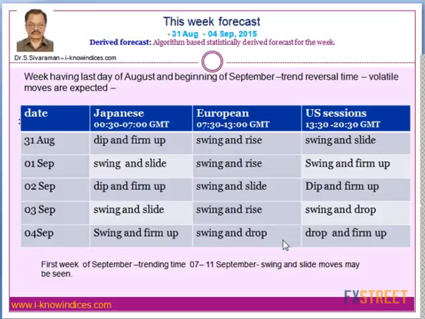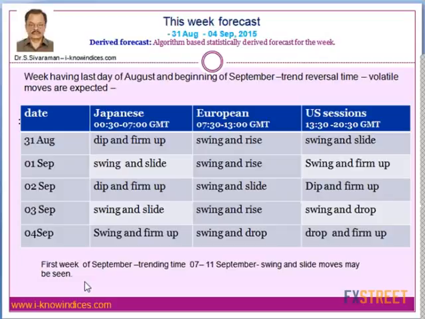Then on 4th September, we come across the non-farm payroll and the expected numbers might be more than the projected numbers. So as a result, you will come across the market coming down. Euro and GBP are expected to come down after the announcement of the non-farm payroll, and they may drop during the US session and towards close they may firm up for the weekend. And then the following week, that will be the first week of September, 7th to 11th of September, and you'll come across the swing and slide moves to happen during that particular time frame.